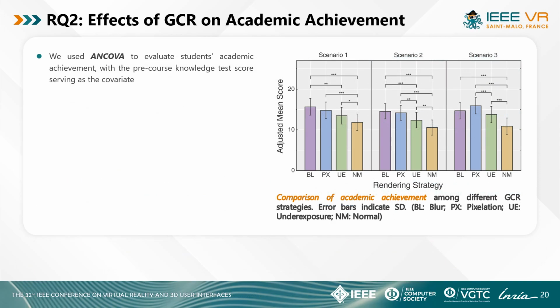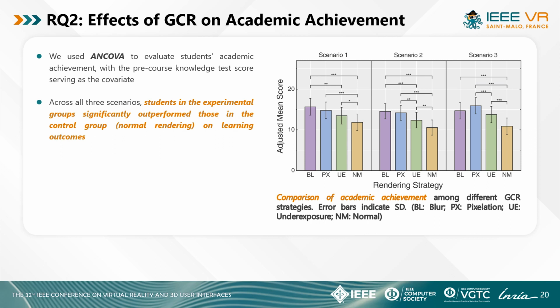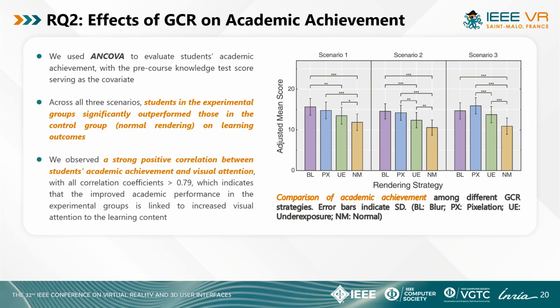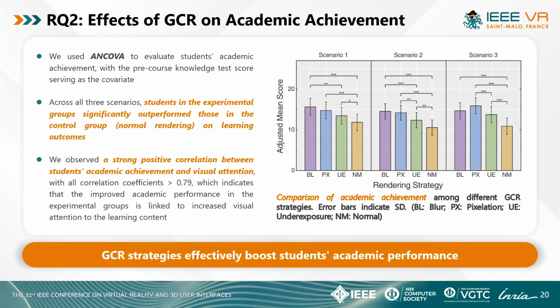We used ANCOVA to analyze academic achievement, and the results showed that students who used the GCR strategies performed significantly better on academic tests compared to those in the control group. The strong correlation between visual attention and academic achievement suggests that maintaining visual attention has a direct, positive impact on learning outcomes. So, for research question 2, we conclude that GCR strategies effectively boost students' academic performance.